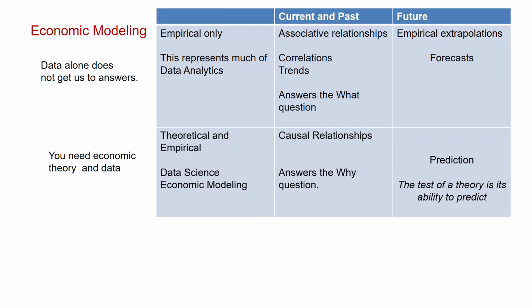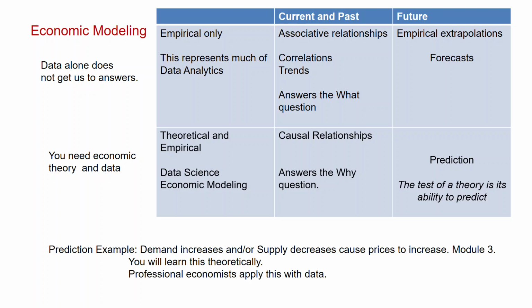Now, why do we care about prediction? Because the test of a theory is its ability to predict. It means that when something happens, this other thing always occurs. Remember what I said about causal relationships? Well, here's your first one. Demand increases and/or supply decreases cause prices to increase. That's in module 3. You're going to learn that theoretically, and a professional economist will be applying that with data. We are able to make unambiguous predictions based upon just that right there. That's supply and demand. That's coming up in module 3.